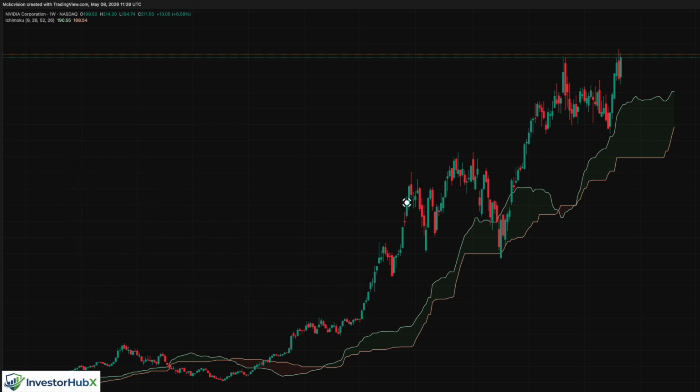This is NVDA on the weekly time frame. Price is clearly above the cloud, giving us a directional bias that the market is in an uptrend. So instead of chasing the price, we wait. We look for a pullback into a key area. This area becomes powerful because you have a key support level. You have the Ichimoku Cloud acting as support, and you have multiple bullish candles showing strong buying pressure.